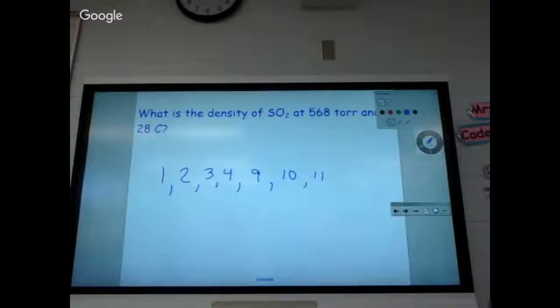The formula. Yes, there is. The density. Density wall. What unit does density go in? Grams over liters.